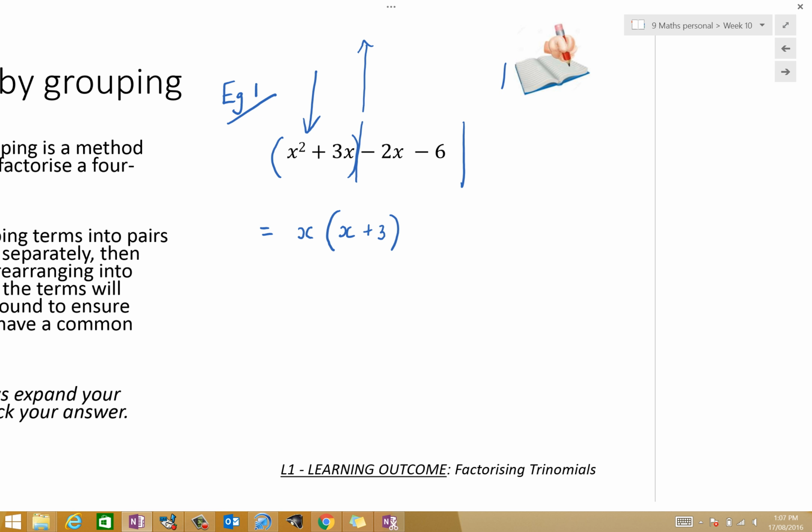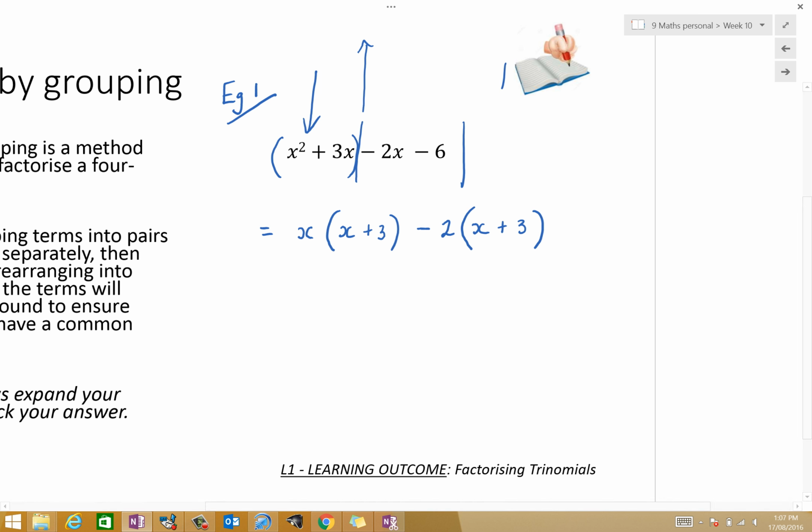What is the highest common factor? It could be 2, or it could be minus 2. Both of them are highest common factors. Minus 2 would go into both of them, wouldn't it? I'm going to try to take out minus 2, and then I open up a bracket. Minus 2 times x is minus 2x, and minus 2 times positive 3 is going to give me minus 6. Can you guys see that? Is that okay? All right.